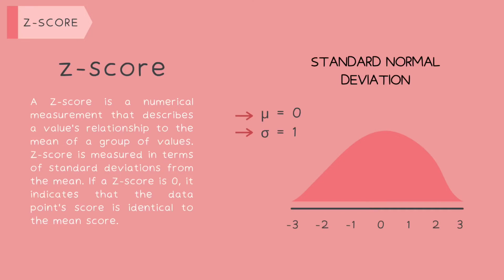What is a z-score? A z-score is a numerical measurement that describes a value's relationship to the mean of a group of values. A z-score is measured in terms of standard deviation from the mean. If a z-score is 0, it indicates that the data point's score is identical to the mean score.